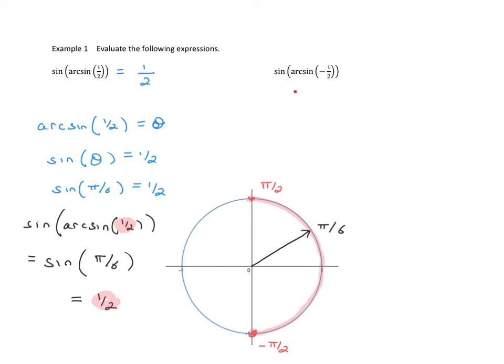Does the same thing happen over here for sine of arcsine of a different number, which this one is negative 1/2? I'm thinking it does. I'm thinking the answer is negative 1/2, but let's just double check this. For starters, I want to figure out, well, what is arcsine of negative 1/2? Like, what is this thing equal to? I know the angle is not going to be pi over 6, but the angle I want to use here is going to be negative pi over 6.